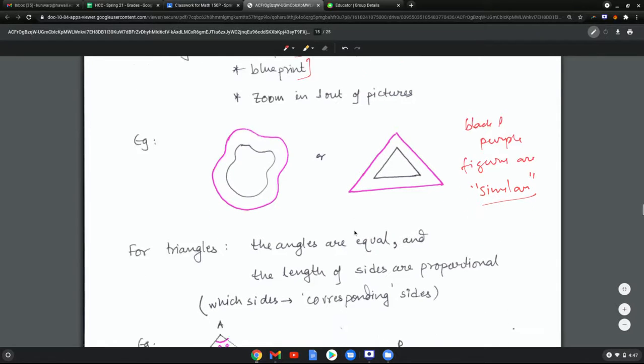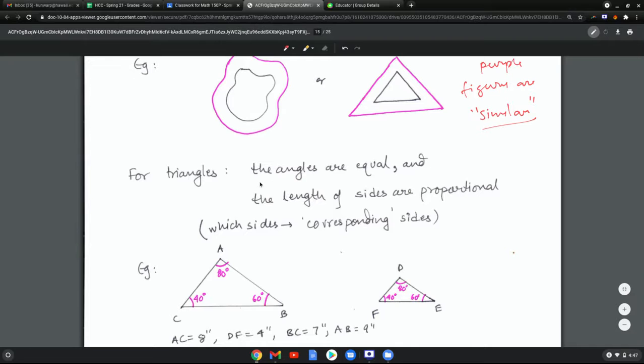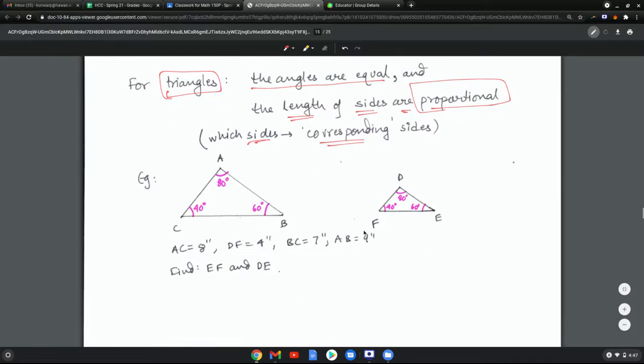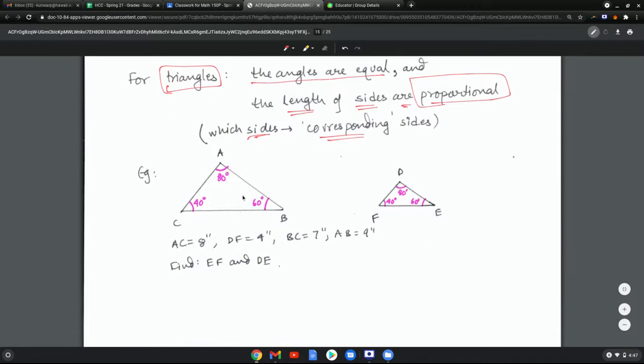And this requirement for property is that the angles are equal in case of a triangle, and the length of sides are proportional. So they have the same proportion. And what are these sides? These sides are again the corresponding sides. For example, here we can say triangle ABC is similar to triangle DEF.